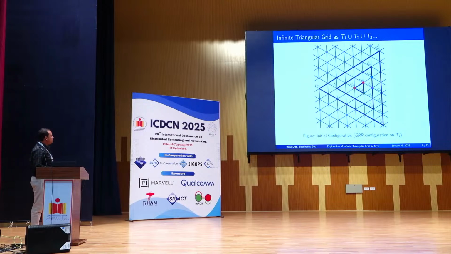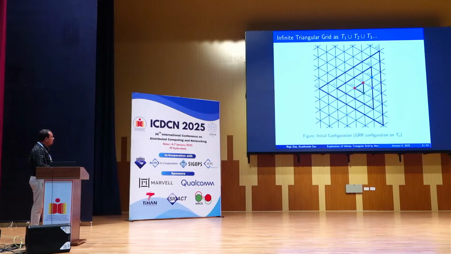In the next presentation slides, we will see how the GRR configuration on T1 will become a GRR configuration on T2, and the blue robot and violet robot will explore the nodes of T2. And in general, how a GRR configuration on Ti will become a GRR configuration on Ti plus 1, and the nodes of Ti plus 1 will be explored.